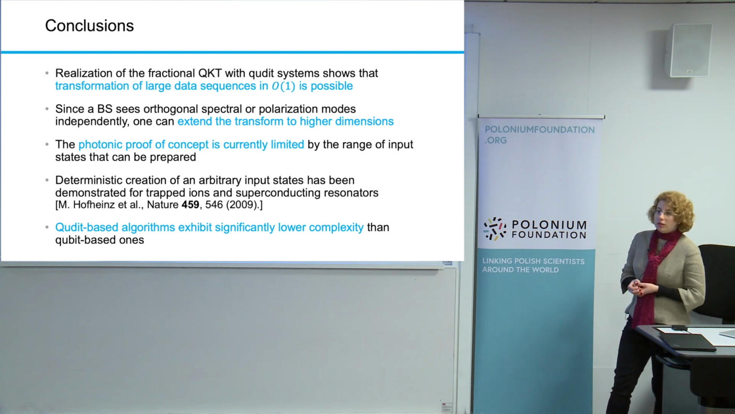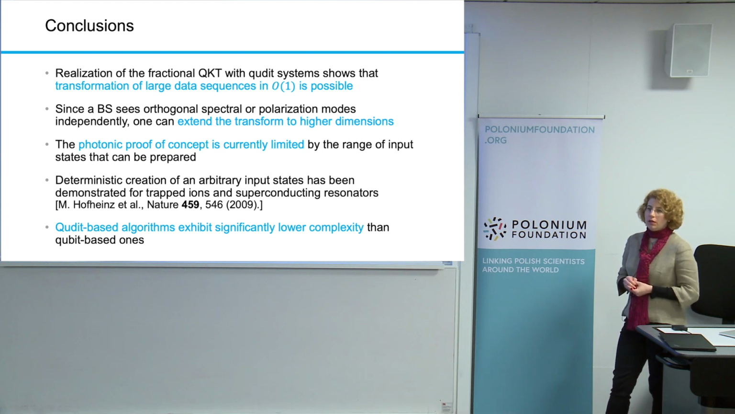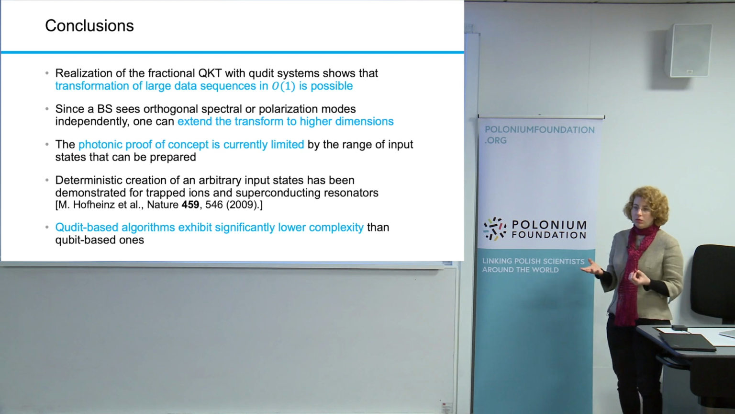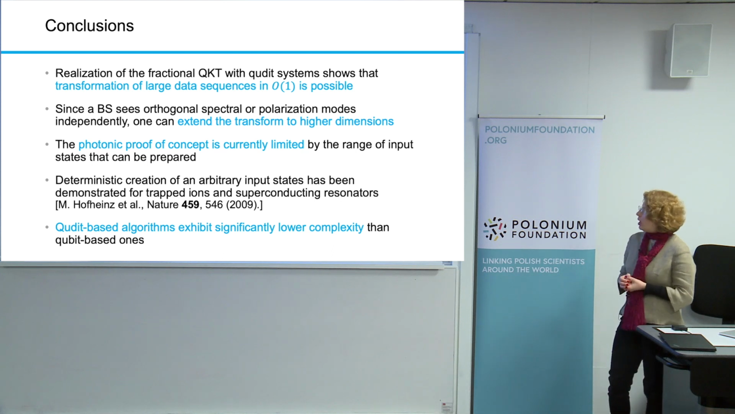At the moment, we think of this experiment as a proof of concept. It is because preparation of photonic input states for this interference is rather limited. It's technologically limited. However, it is less limited in, for example, superconducting resonators as well as in trapped ions. So there one can think of performing more complex sequences than we have done here.